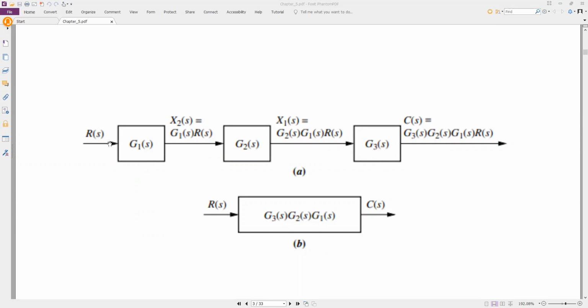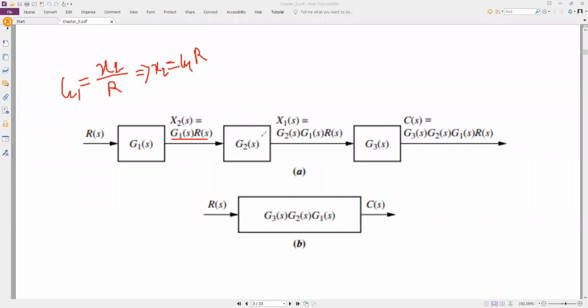Say here R(s) is the input of G1 and X2 is the output of G1. Now, do you remember the formula? G1 would be the output Laplace transform X2 by the input R. So X2 by R. So what would be X2? X2 would be G1 into R.